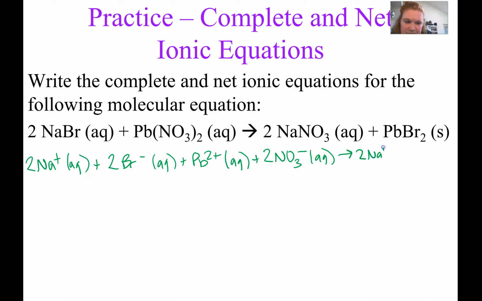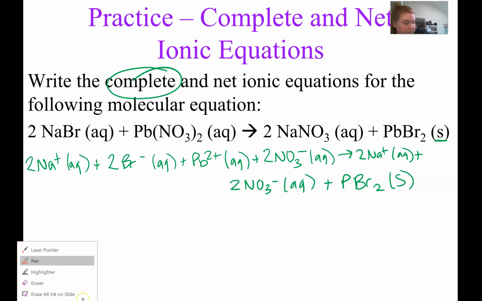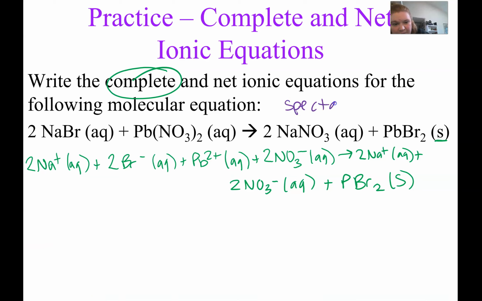2 sodiums aqueous, 2 nitrates aqueous, and then that lead bromide, that's our solid, that's going to stay in our molecule form. So there's my complete. So my complete ionic is the one that's going to be in green. Now, to get to my net ionic equation, I need to remove my spectators. So I'm going to circle my spectators in purple.